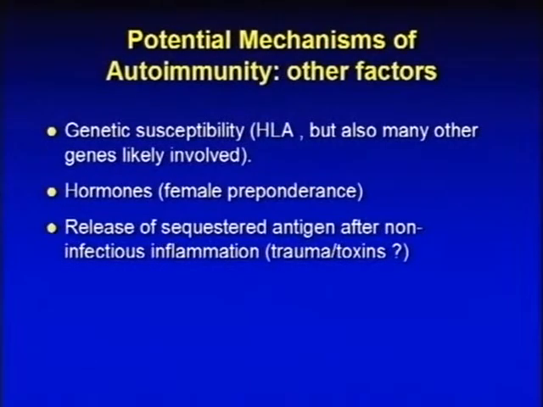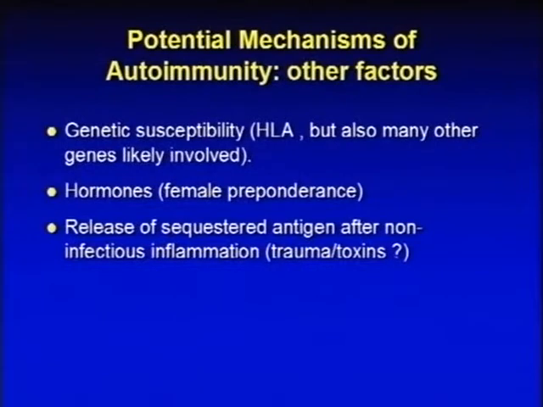I'm not going to really have time to go into the role of some of these other things, but genetic susceptibility is absolutely critical. We need to be doing wide screening of people to try to understand what are the molecules that predispose people to these aberrant responses. We need to understand why a lot of autoimmune diseases are more common in women. What's the role of hormones?